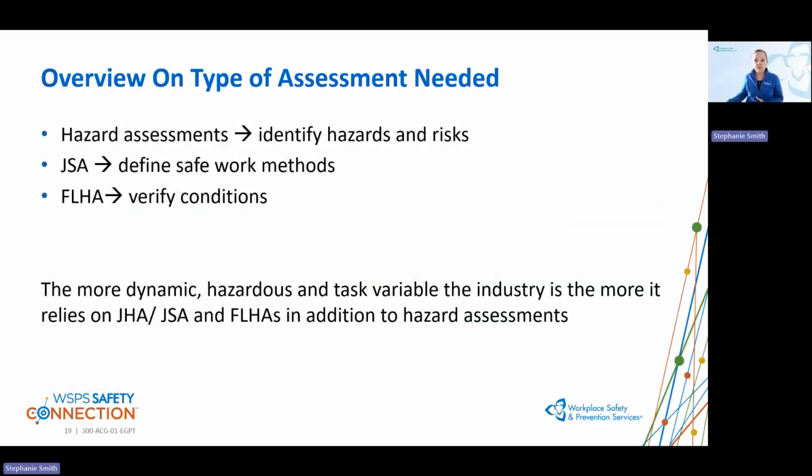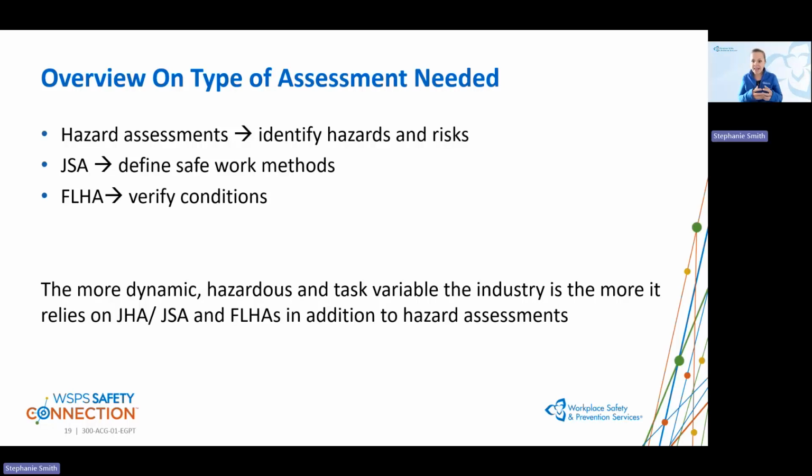So if we look at an overview of what I just talked about, because I know I went through it kind of fast: hazard assessments identify hazards and risks in your company. There's the broad-level, overreaching kind of document. JSAs, JHAs, JTAs are defining safe work methods. So they're looking at a specific task and breaking that task down to look at the hazards of every single step of that task. And the field level hazard assessment basically verifies the conditions of the JSA so that they can do that task that day right in the field.